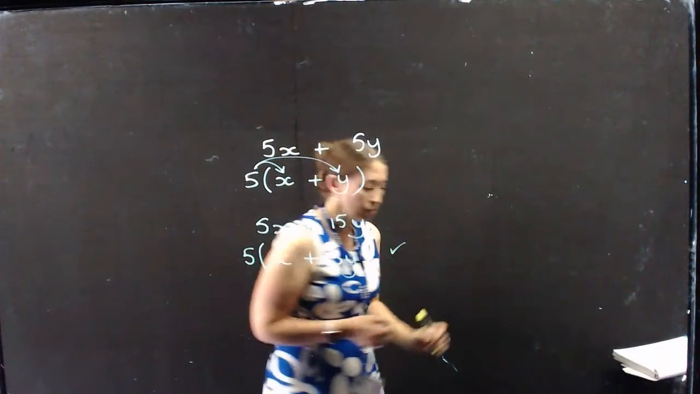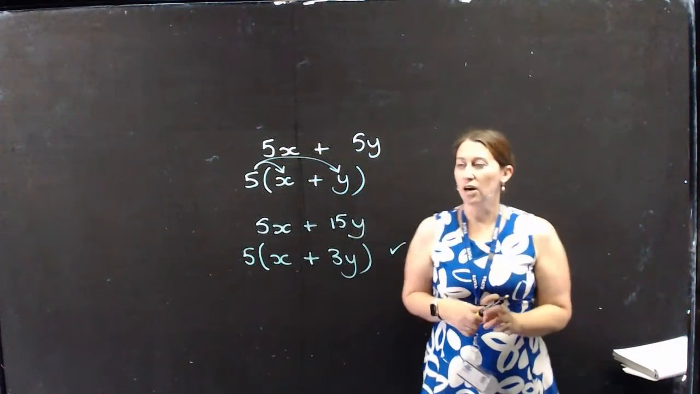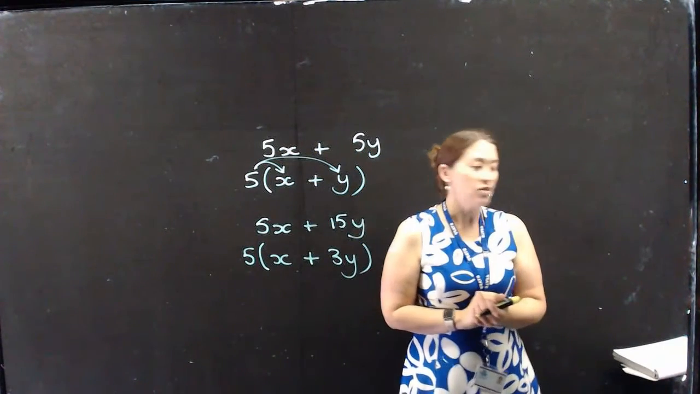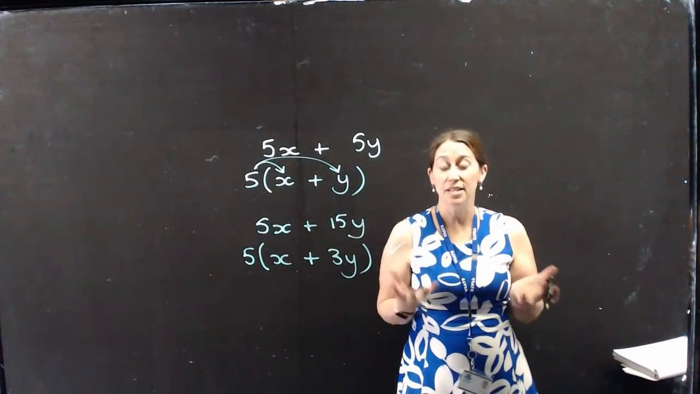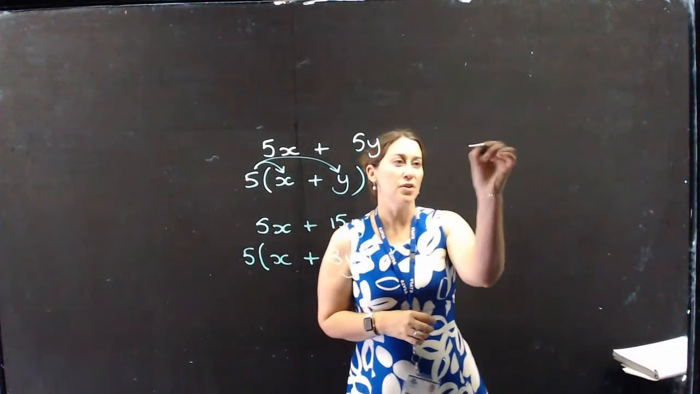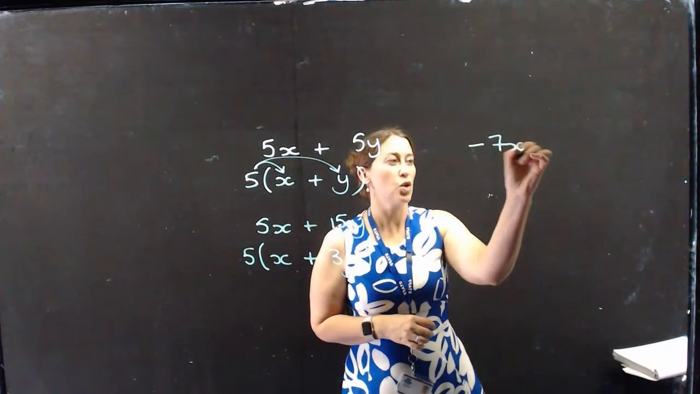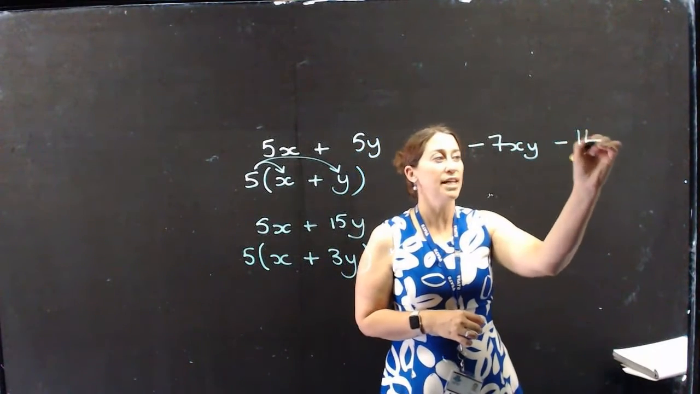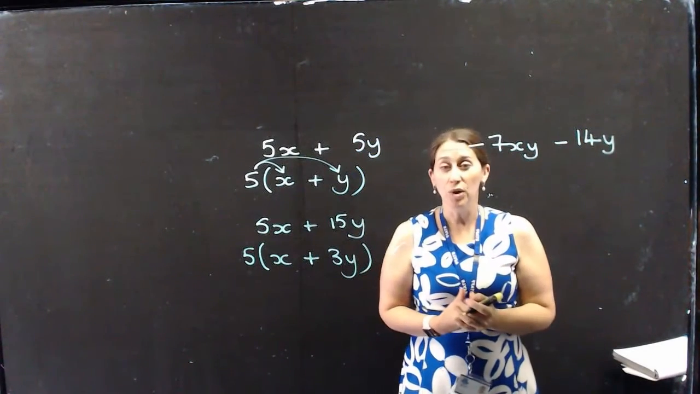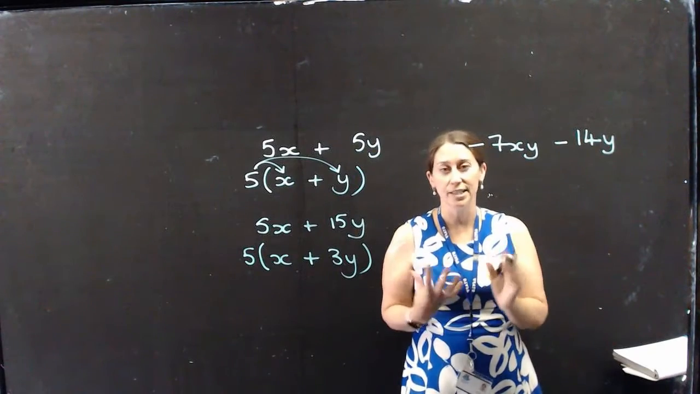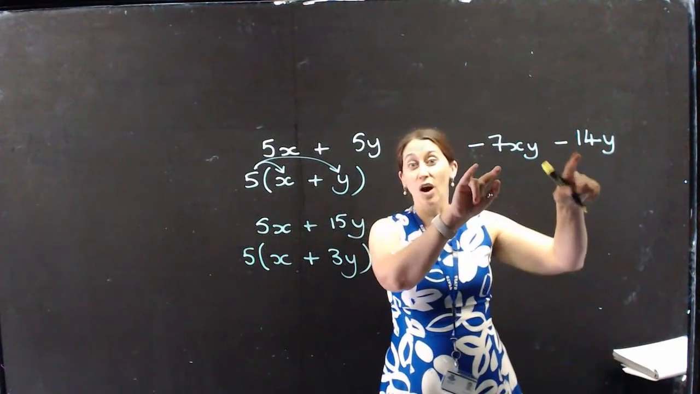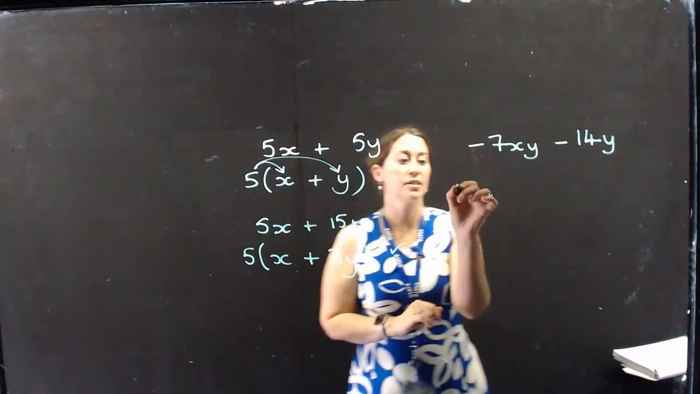Check. All right, so what about when we've got negatives? Well, if you've got negatives, it's good practice to pull out the negative factor. So if you've got negative 7xy and negative 14y, we're going to pull out not a positive factor, but a negative factor. So we'll pull out negative 7 because negative 7 is the highest common factor between our coefficients.